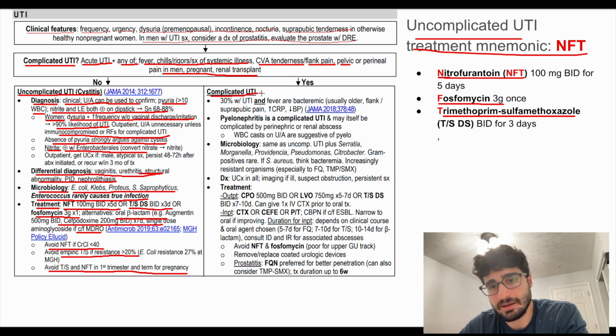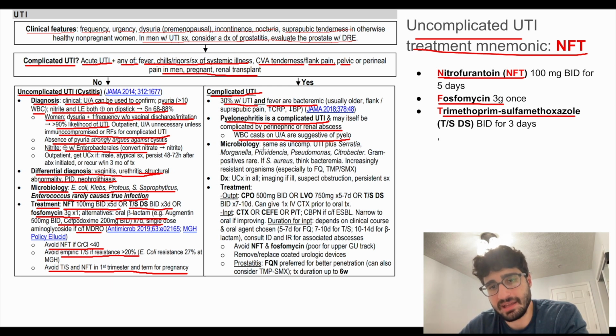On the right-hand side, we see the approach to complicated UTI. Around 30% of these patients may be bacteremic, meaning that bacteria are present in their bloodstream in addition to the urinary tract. This finding is particularly common in older adults and those with systemic signs of infection. Pyelonephritis is always a complicated UTI, and it may itself be complicated by a perinephric or a renal abscess. The presence of white blood cell casts on urinalysis suggests upper tract involvement.